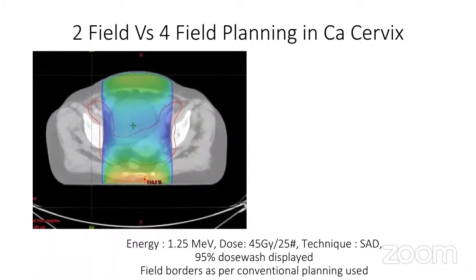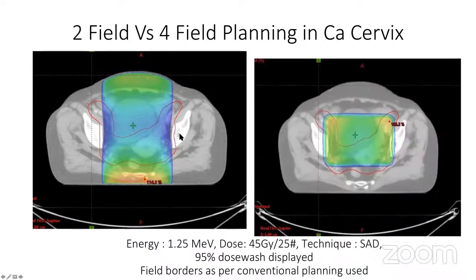So some examples, like 2 field versus 4 field. In 2 field, you saw that with the anterior posterior fields this area gets hot, 114% is the D max. It is planned, and this is what you want to treat. You're treating much more, and this is with 1.2 MeV, that means cobalt, and you're giving the 95% isodose. You can see a slight central constriction, not like an hourglass, but slight.